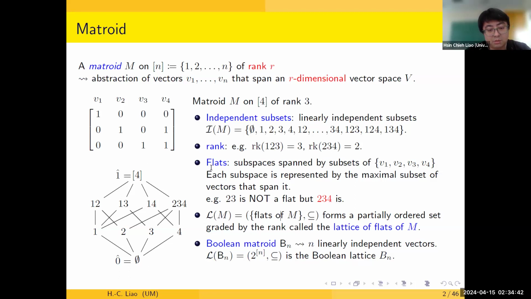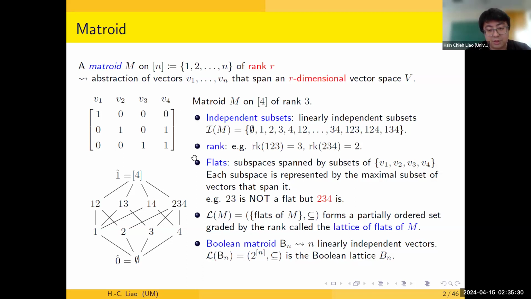We can also talk about the flats of a matroid. You can think of these as all the subspaces spanned by subsets of v1, v2, v3, v4. Each of these subspaces is represented by the maximal subset of vectors that span it. For example, 2 and 3 is not a flat, because in the space spanned by v2 and v3, you can see that v4 is also in this subspace. So 2, 3 is not a flat, but 2, 3, 4 is a flat.